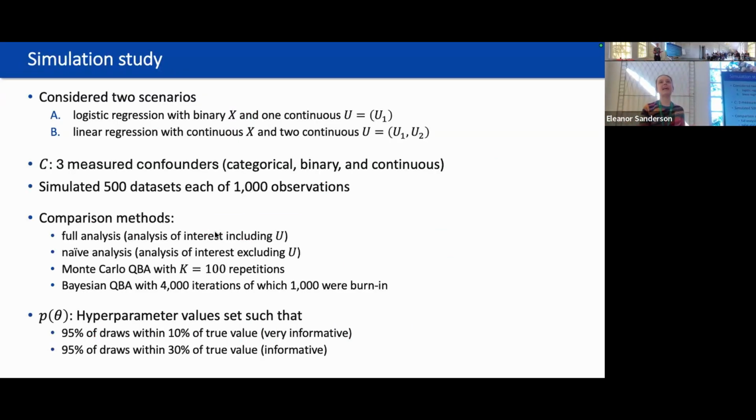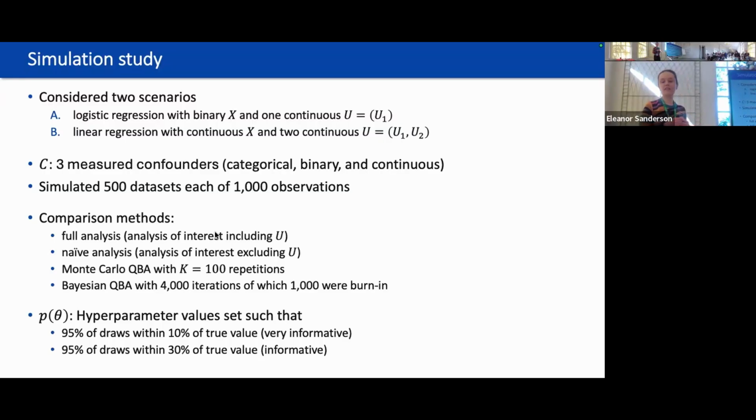So we did evaluate our bias model in lots of different scenarios. I'm not going to discuss those, you'll be relieved to hear. I'm just going to describe 2 scenarios that we looked at. In scenario A, the analysis of interest is a logistic regression, and we have a binary exposure and 1 unmeasured confounder that was continuous. And in scenario B, the analysis of interest is a linear regression. We have a continuous exposure, and we have 2 unmeasured confounders, both continuous.